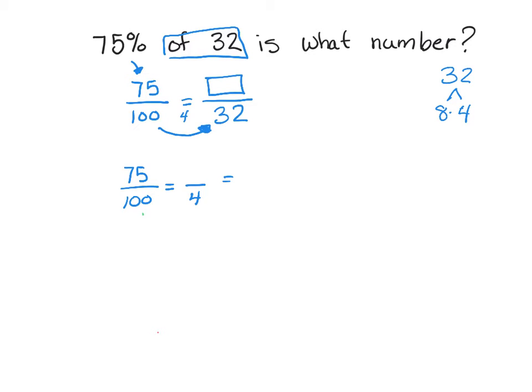So to get from 100 to 4, I need to divide by 25. So I need to divide by 25 on the top. So 75 divided by 25 is 3. So we're just simplifying here. So 75 hundredths is the same thing as 3/4.